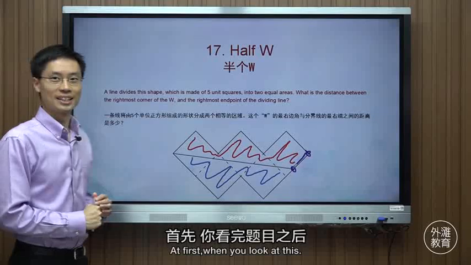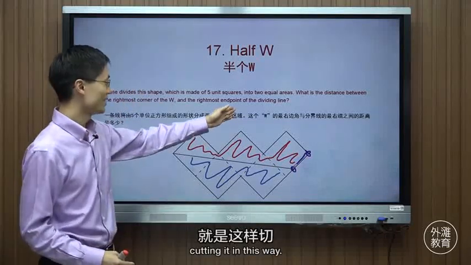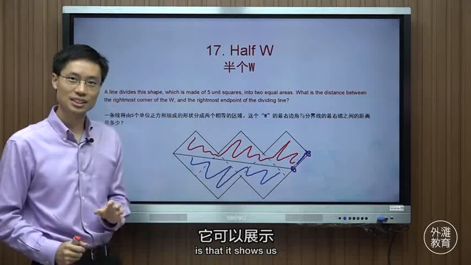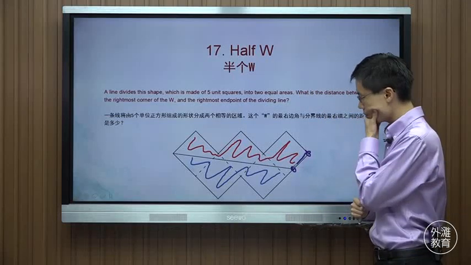At first, when you look at this, you ask, couldn't they have asked an easier question of cutting it this way? Why are we doing this version? The reason we're doing this version is it shows a very interesting technique for calculating areas.